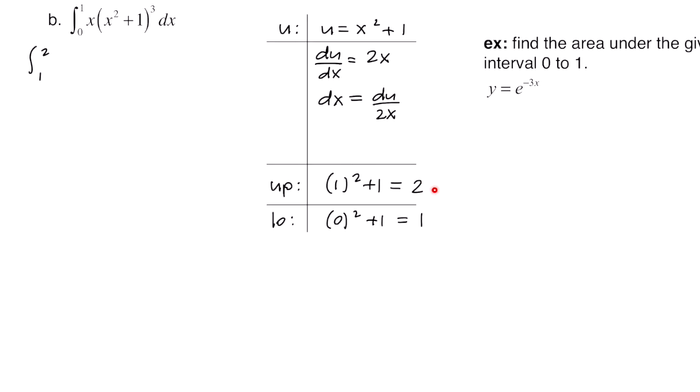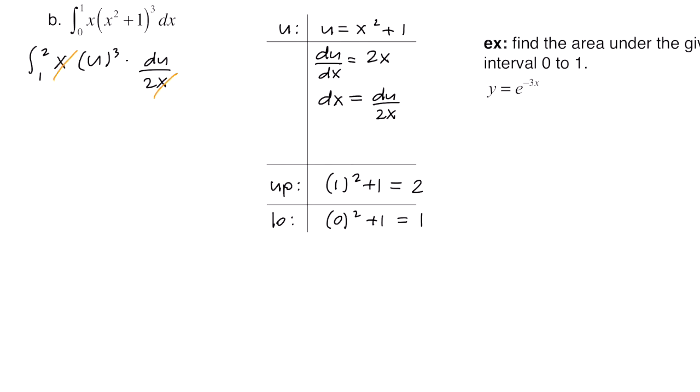So our upper limit is now 2 and our lower limit is 1, so I put 2 and 1. We're going to drop down this x because that's the rigged part of the problem. We're going to plug in u, so we get u to the third power, and then dx is equal to du over 2x. So again, this worked out great because this is the rigged part of the problem, and when we took the derivative of u, it generated a 2x. So that means this x and this x will be able to cancel out.